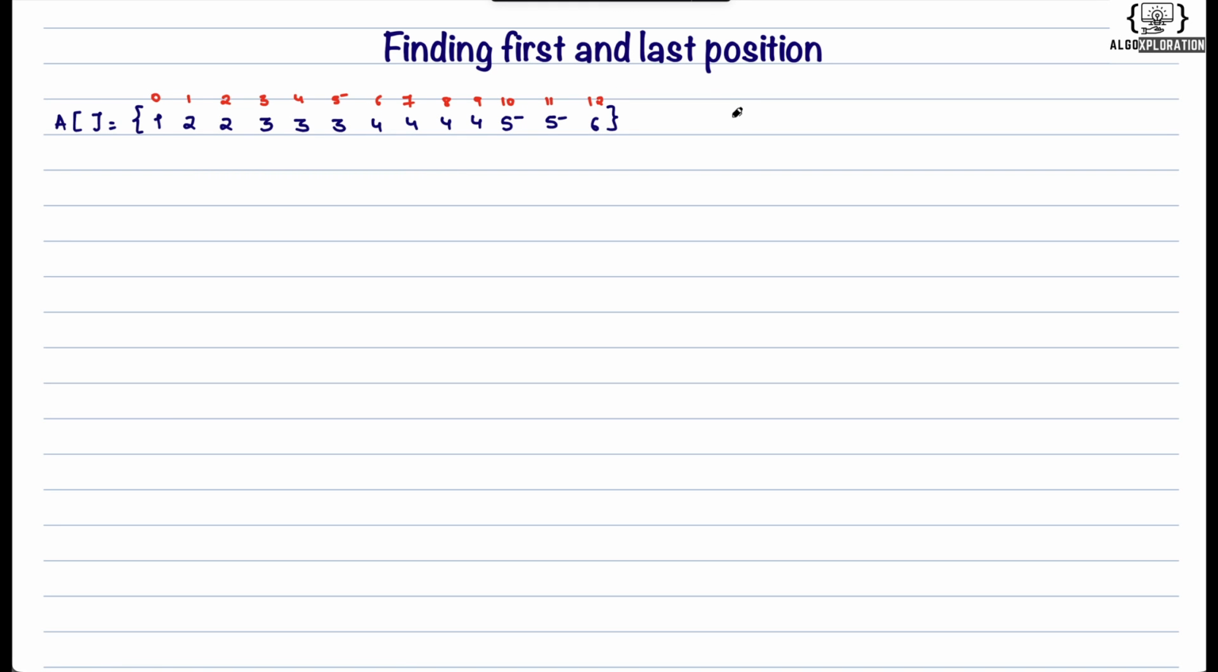Let's say over here the target value is 4. So we have to return the first index and the last index, which is 6 and 9, in the form of an array. I believe you got the question. Now, talking about the first and foremost approach, which will be the brute force.